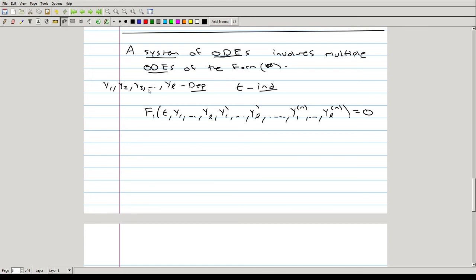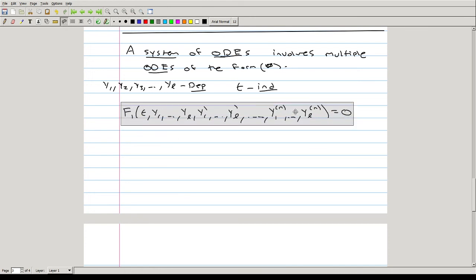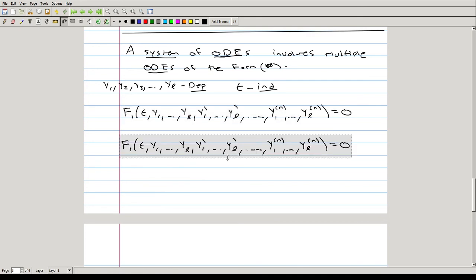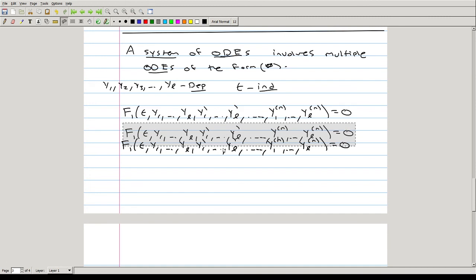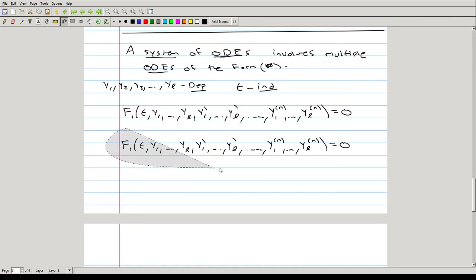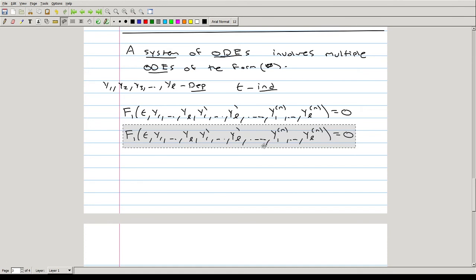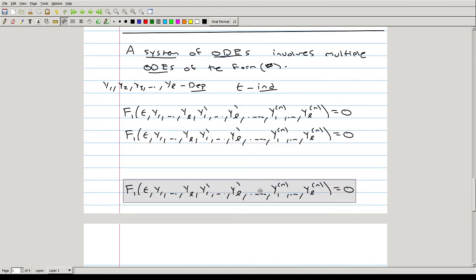And if I have L dependent variables, I expect to have L ordinary differential equations that satisfy this. These could all potentially be different as well, but they have to be satisfied in order to solve for y1 through yL. The function f1 is some function of all of the dependent variables, the derivatives of the dependent variables, and the independent variable. Same thing for f2. And we have this all the way down to fL, where these f1 through fL could vary very much in complexity.